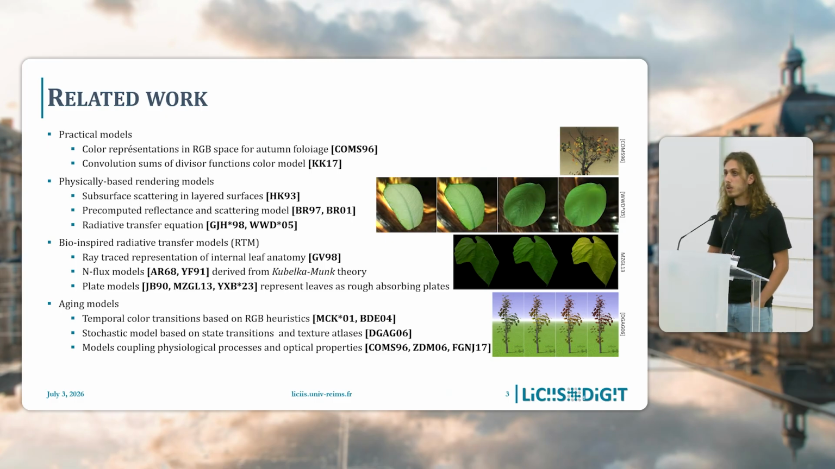The second way is physical-based rendering, where we want to integrate spectral data in the rendering to have physical reflectance and transmissions. The third way is bio-inspired models with radiative transfer models, where we want to correctly model the structure of a leaf to make rendering and base the color computation on the pigment concentrations with different models like the plate model. And the last way is ageing models.